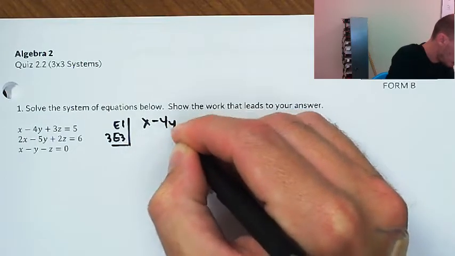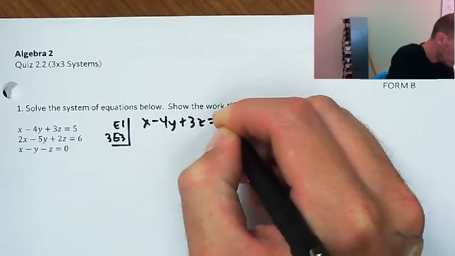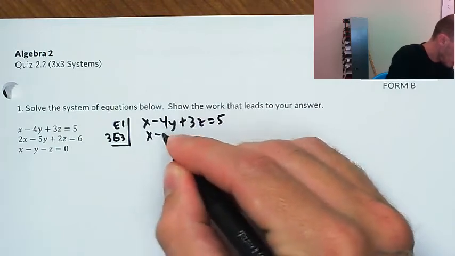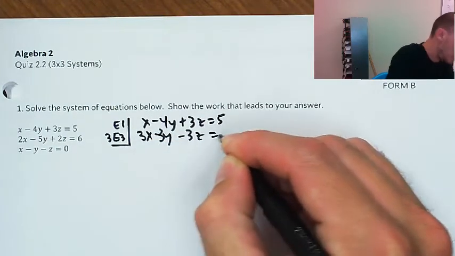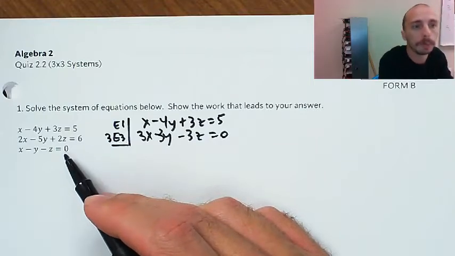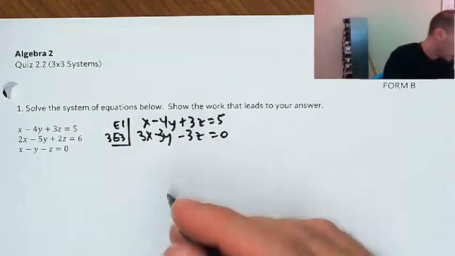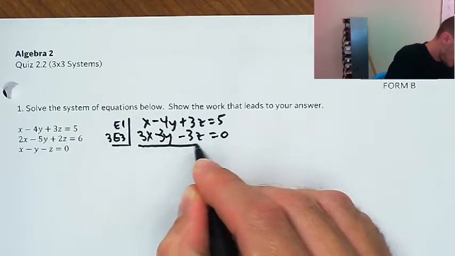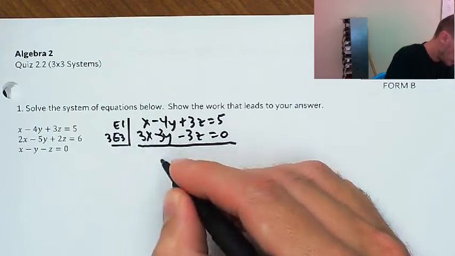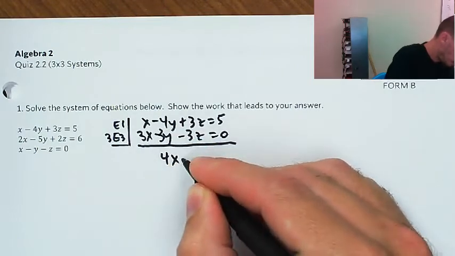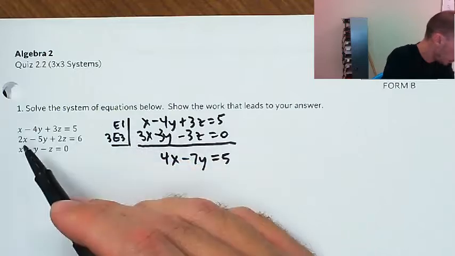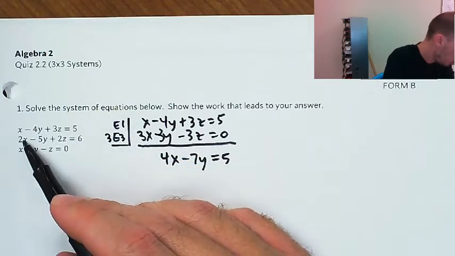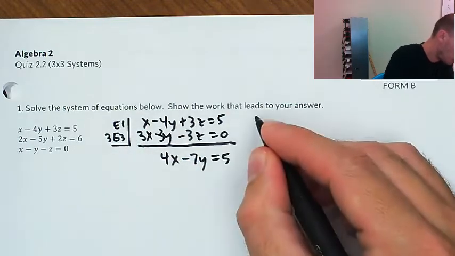Okay, so x minus 4y plus 3z equals 5. And 3x minus 3y minus 3z equals 0. And that's still going to be 0 because 3 times 0 is 0. And I'm going to add these all together, and I'll get 4x minus 7y equaling 5. And then I'll do equation 2 plus 2 equation 3's.